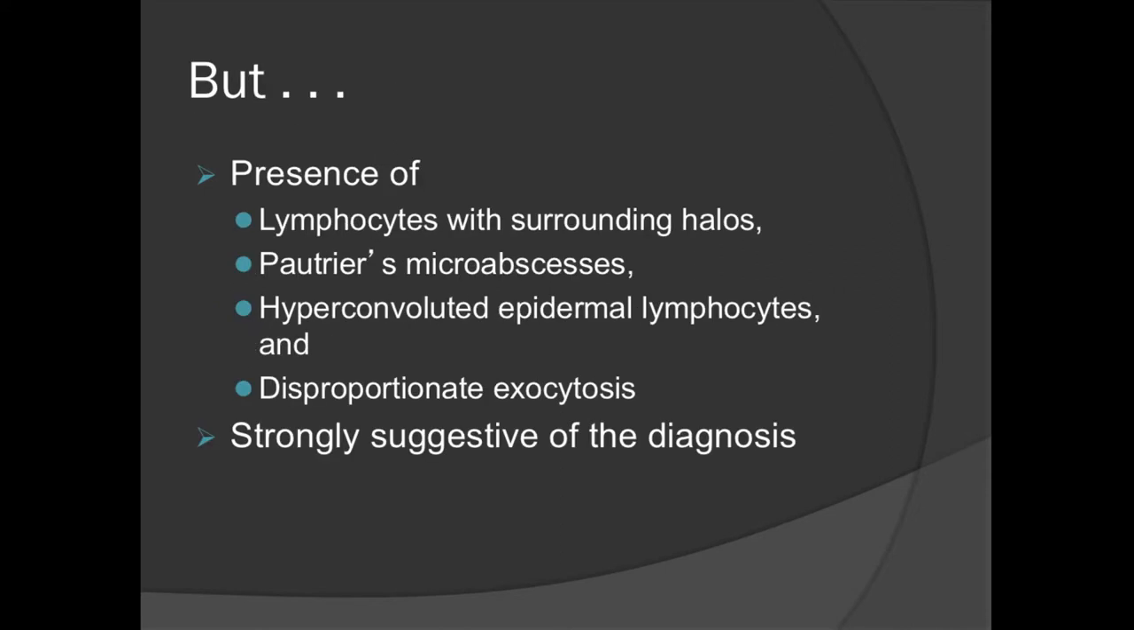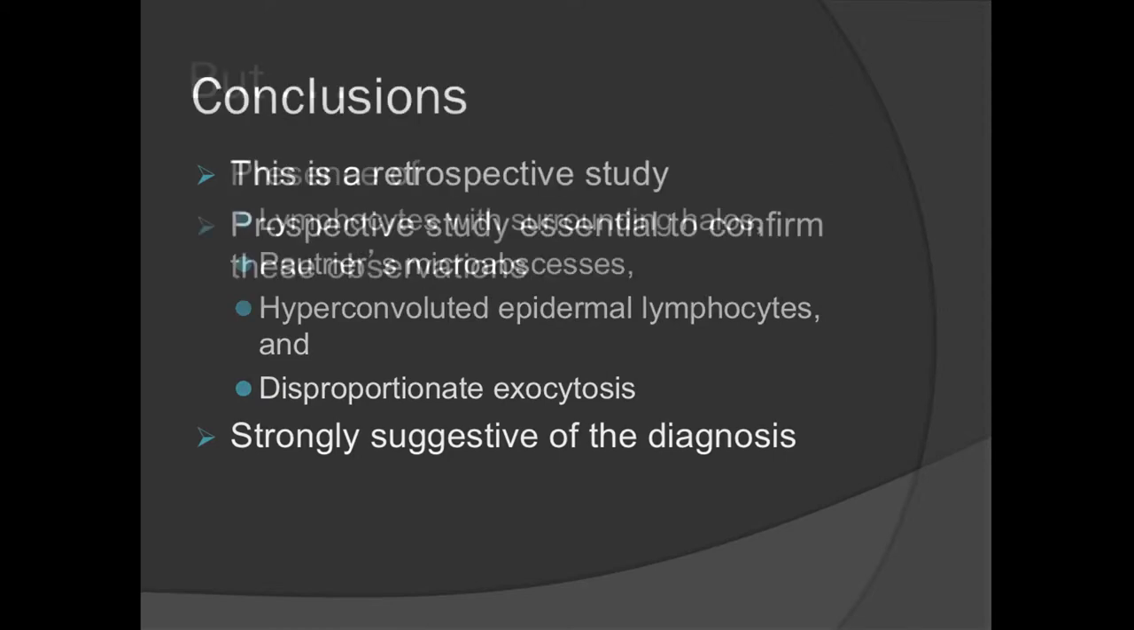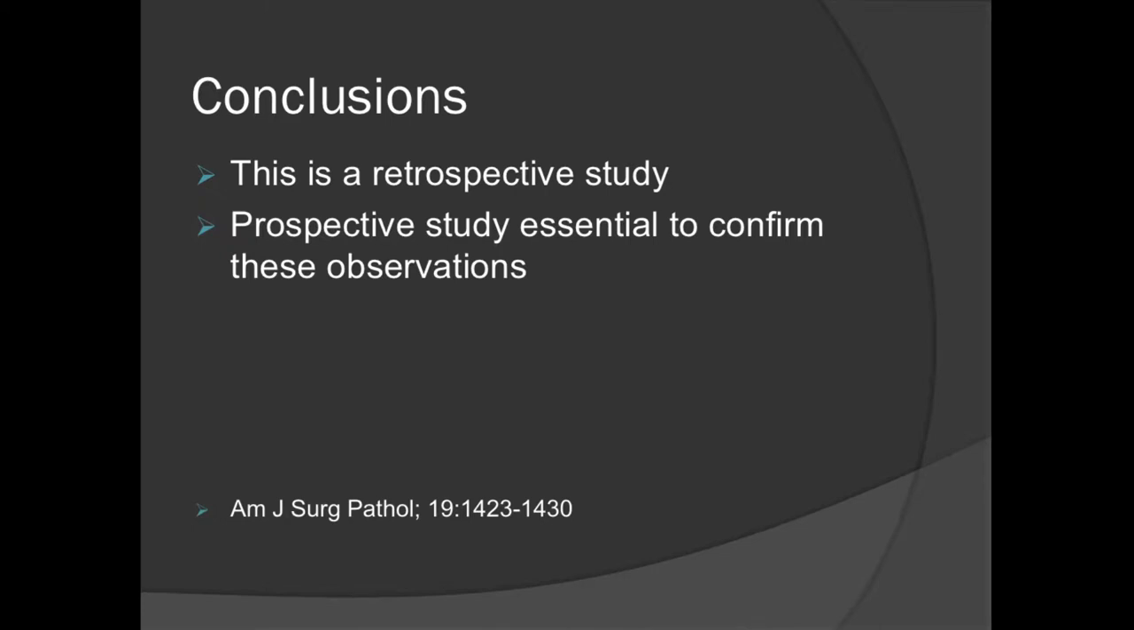We didn't have one. So where are we? Most of the time, we probably can tell it's not random. If you have lymphocytes with halos, Potrae's microabscesses, these hyperconvoluted epidermal lymphocytes, and I actually now think maybe the halos and the hyperconvoluted in the dermis, especially the halos, are interesting, and disproportionate exocytosis, lymphocytes going into the epidermis, very little spongiosis, that most of the time that is pretty strongly suggestive.